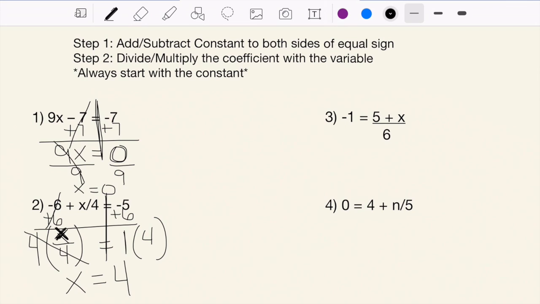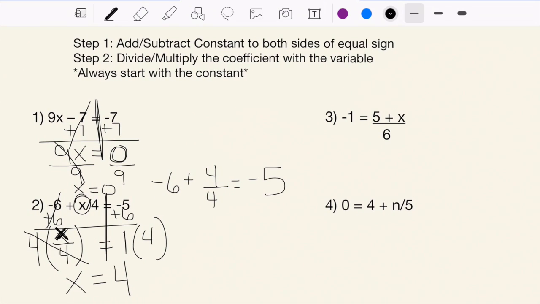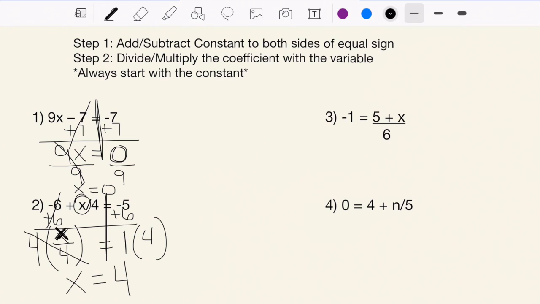X equals 4. And what I can also do is I can go back and say -6 plus 4 over 4. So I'm replacing this x by what its numerical value is, equals -5. And when I do that, -6 plus 4 over 4 gives me -5. I can go ahead and plug this part into the equation, or into my calculator, and the answer should be -5. So that's a way to go back and double check yourself, just to make sure you are getting the correct answers.